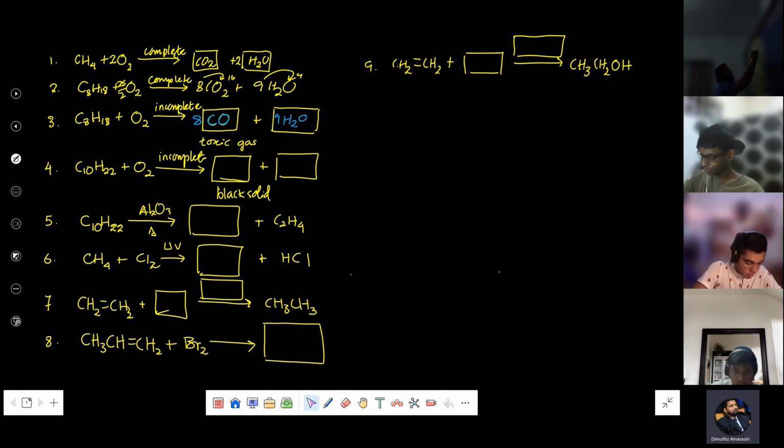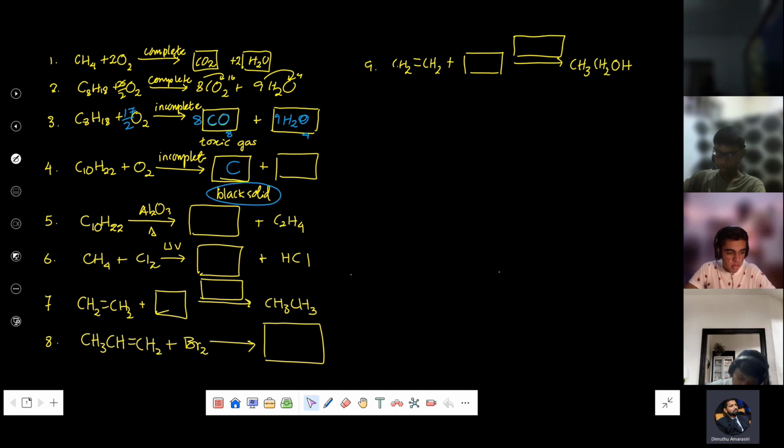9 water. Yeah. In the second one, sir, 8 times 2 is 16, plus 9 is 25? 16 plus 9, calculate that. Right. So how many oxygen atoms? 17. 8, 17. Therefore, you need to put 17 over 2. Incomplete combustion gives a black solid. Black solid is carbon. Right? And water again. So you need to put 10 carbon and 11 water.